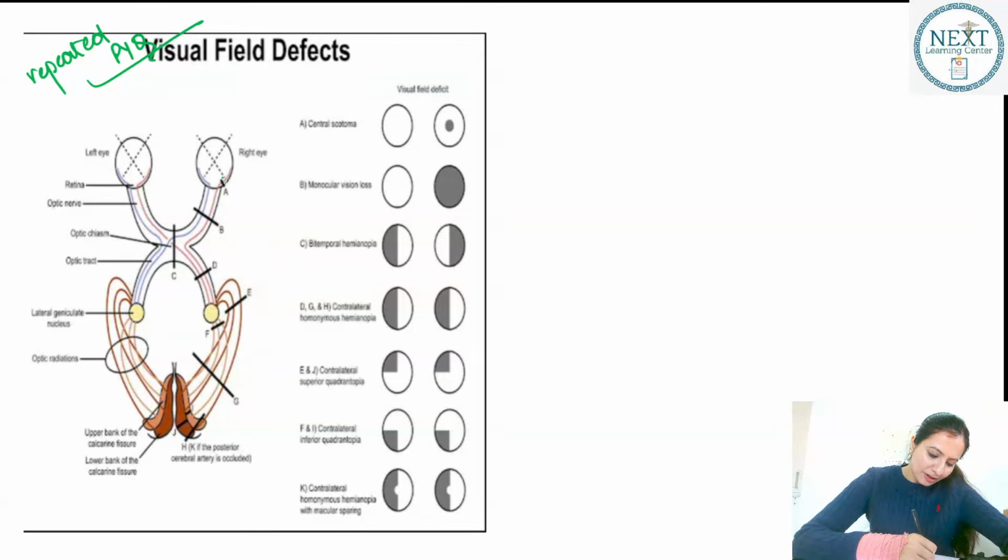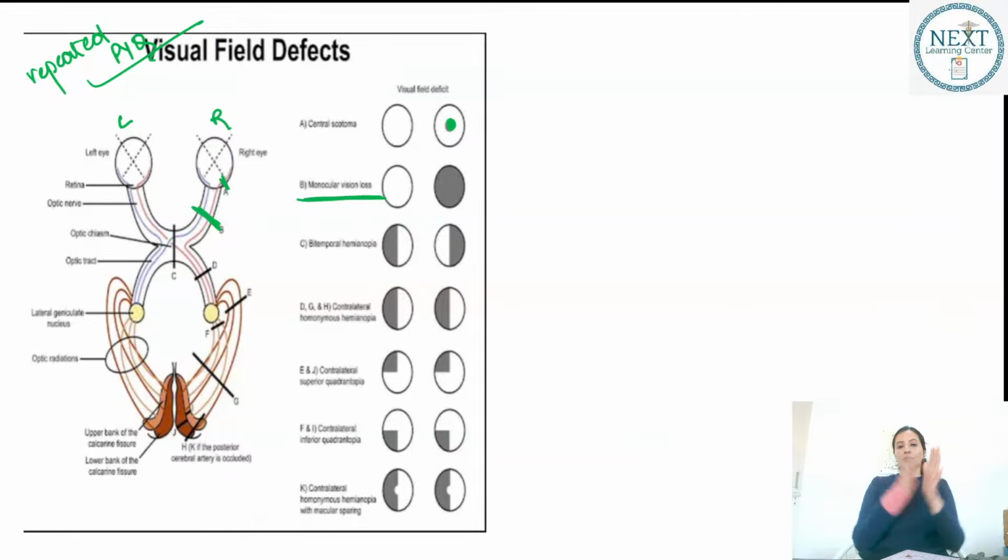Whenever you are having any damage to the optic nerve here, you are going to get a visual field defect. If you have damage in the optic nerve itself, it will lead to monocular loss of vision. This is the right eye, left eye. Okay, first let me explain the normal visual pathway.